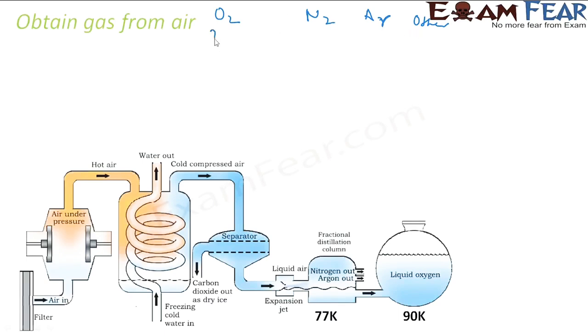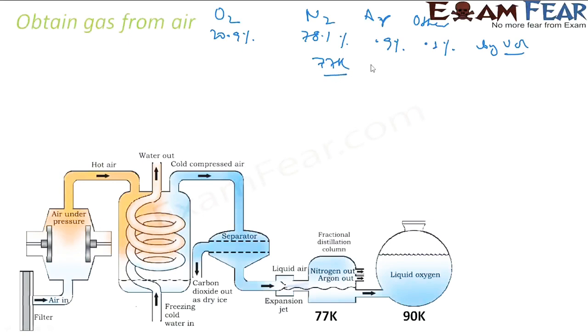Oxygen is almost 21.9% by volume. Nitrogen is almost 78.1% by volume. Argon is 0.9% by volume, and another gas is only 0.1%. These are by volume, and we have to separate them. To separate them, we need some physical property. So let's see the boiling point. Nitrogen's boiling point is 77 Kelvin.